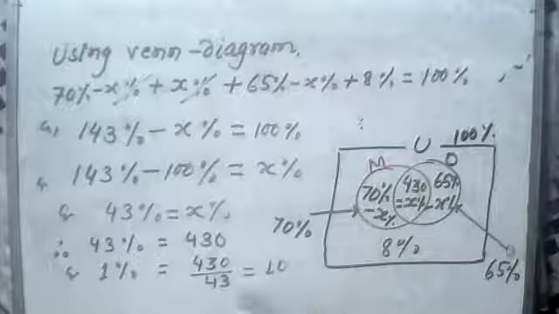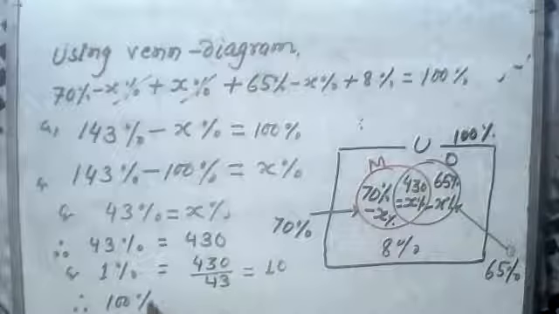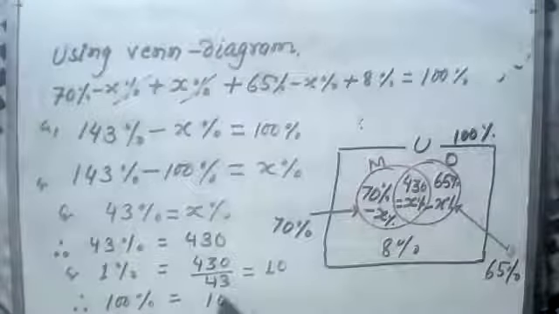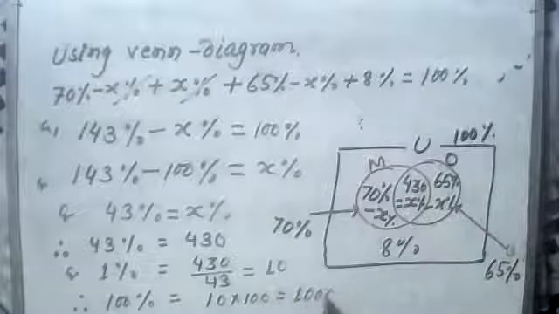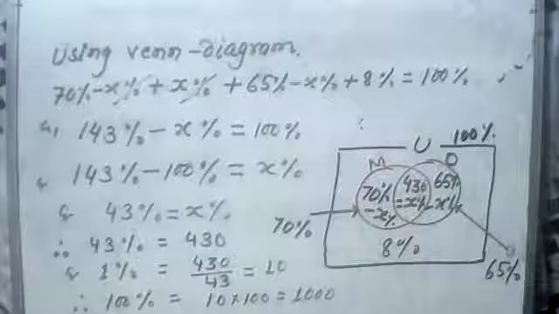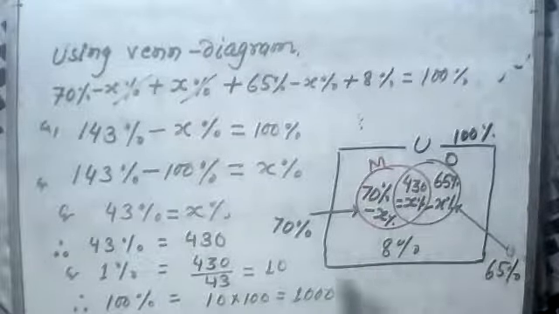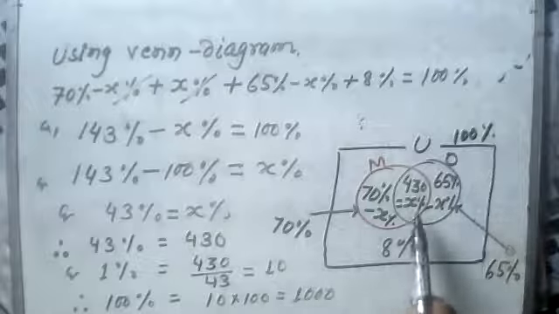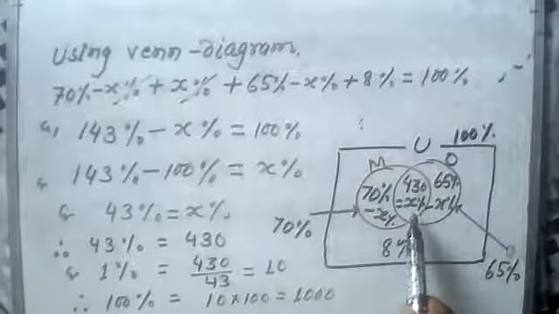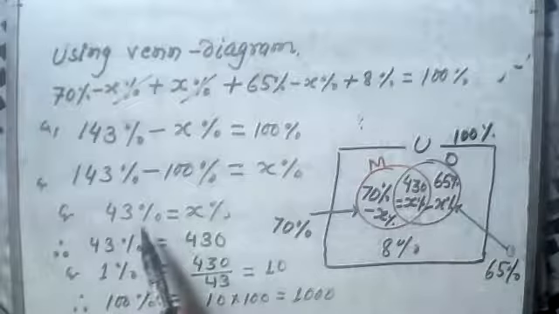Then what will be 100%? So 100% is equal to more. So we multiply this by 100. 100 times 10 is equal to 1000. Now we got the total number of people in the survey, 100%, that is equal to 1000. You got this? This part plus this part plus this part plus this part gives 100%. From that we get X, and we got the value of X as 43%.